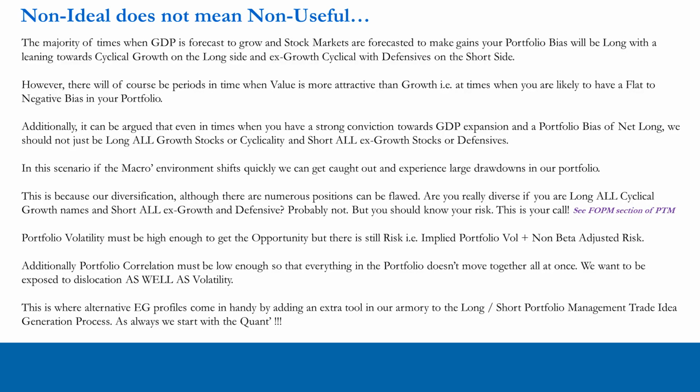Now, if there is a change in the macro environment, the risk of the portfolio can change. So your implied portfolio volatility can go up unexpectedly and you end up taking more risk than you want. Plus, betas can change in a new risk environment. So we have non-beta adjusted risk. Also, if we want our diversification to actually work well in our long-short portfolio, we want to make sure that our portfolio correlation is not too high.